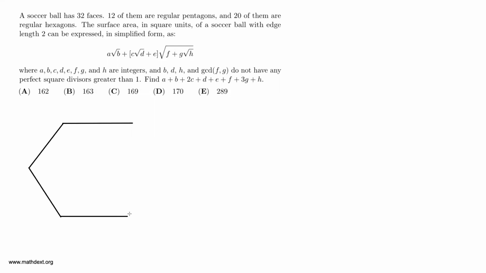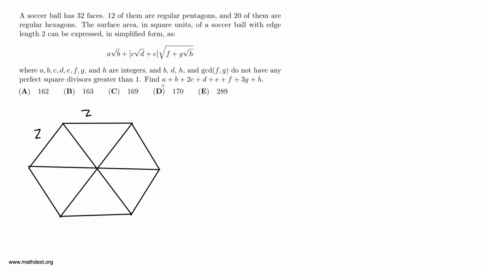We know that this hexagon face has edge length 2, because we're given the soccer ball has edge length 2, which means that each of the edges of each of its faces is 2, right? And what we can do in this case is actually break it up into 6 equilateral triangles. Each of them is going to have side length 2, and each of them is going to have 60-degree angles, right?